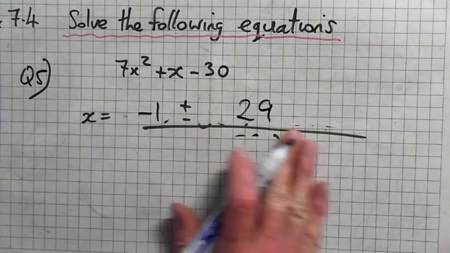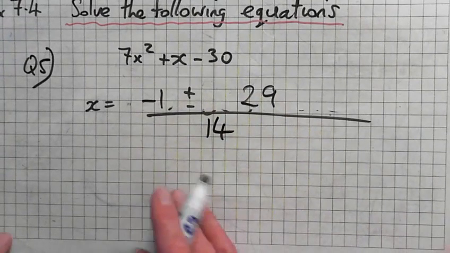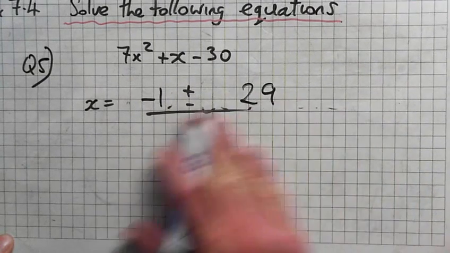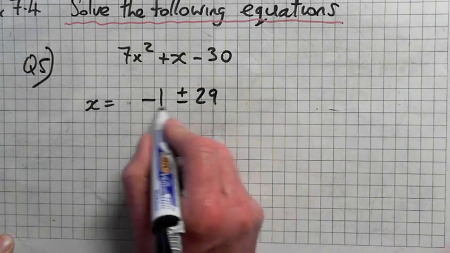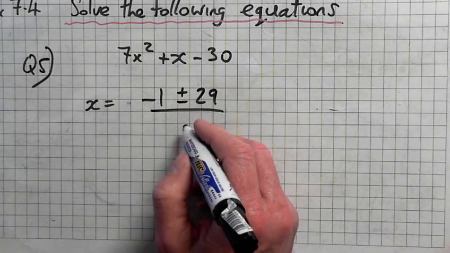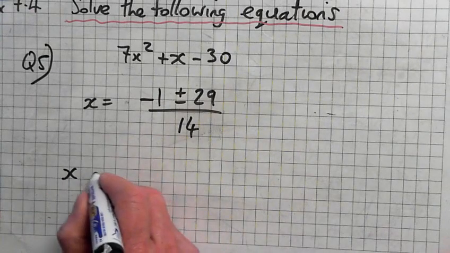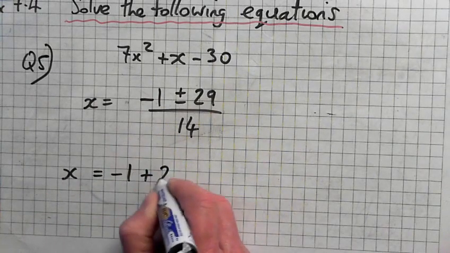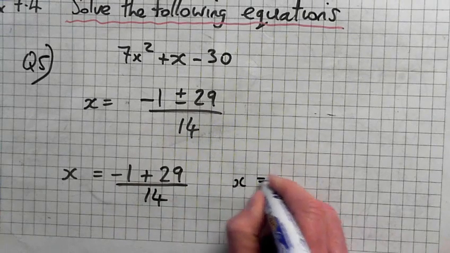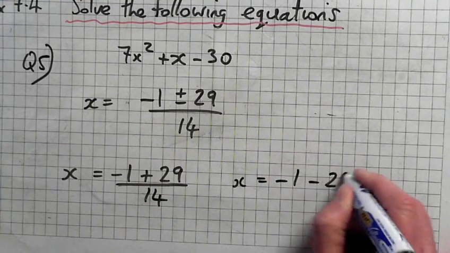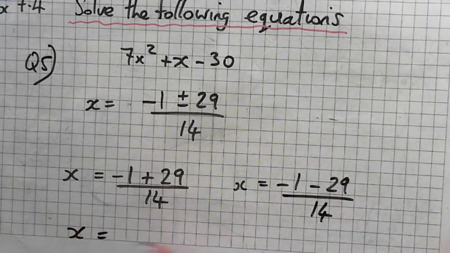Right, 2 times 7 is 14. Right, so just tidy it up a bit. 14, wasn't it? Right, your two answers. x is equal to minus 1 plus 29 over 14. And x is equal to minus 1 minus 29 over 14. You can finish that off.